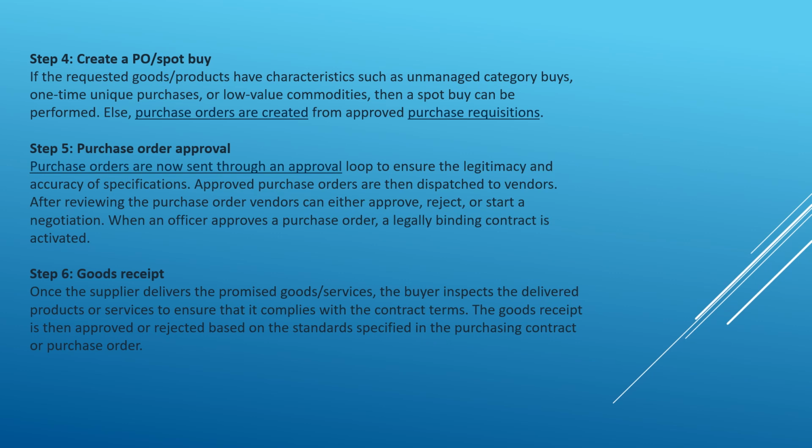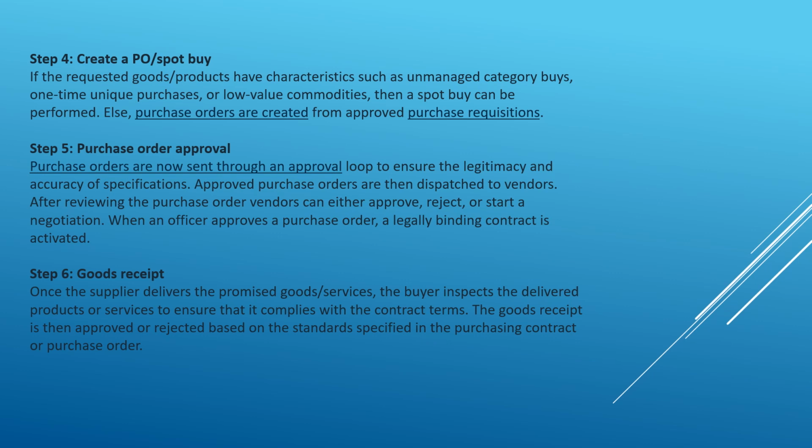Purchase order approval. Purchase orders are now sent through an approval loop to ensure the legitimacy and accuracy of specifications. Approved purchase orders are then dispatched to vendors. After reviewing the purchase order, vendors can either approve, reject, or start a negotiation. When an officer approves a purchase order, a legally binding contract is activated.